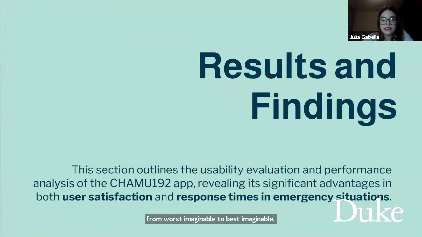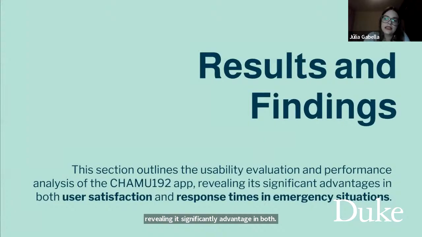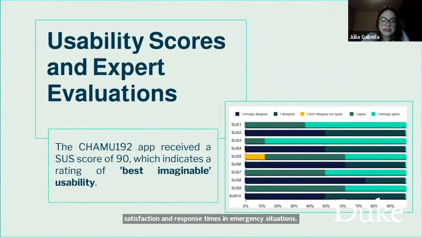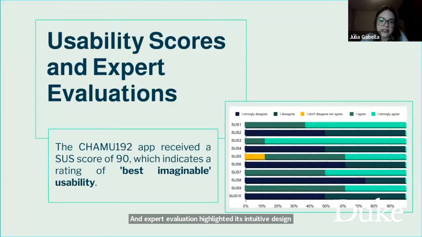About the results, the section outlines the usability evaluation and the performance analysis of the Chamo 92 app, revealing its significant advantage in both user satisfaction and response times in emergency situations. The Chamo 92 app received a SUS score of 90, which indicates a rating of best imaginable usability. And experts' evaluation highlighted its intuitive design and effectiveness in enhancing the clarity of the emergency communication process.